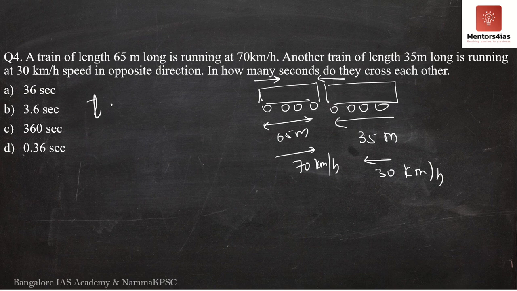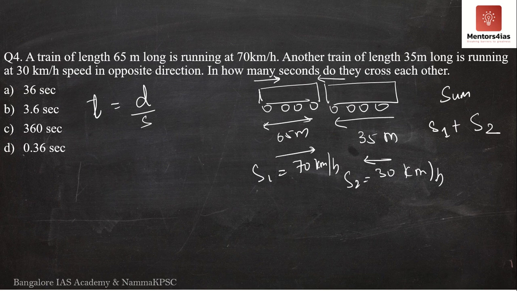Now, again, time is nothing but distance by speed. Here we have two moving objects, therefore we have to take their relative speeds. Whenever we have two objects moving in opposite directions, then the relative speed is nothing but the summation of the speeds. Therefore, it is speed of train 1 plus speed of train 2. S1 is equal to 70 kilometers per hour, S2 is equal to 30 kilometers per hour. Next, the question is, what is the distance?